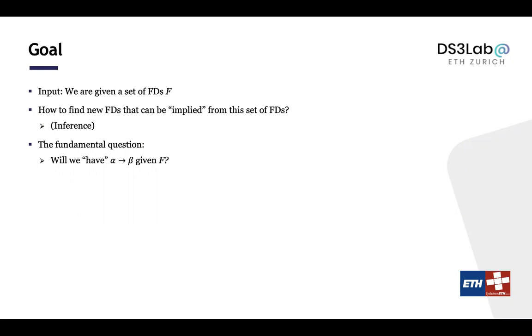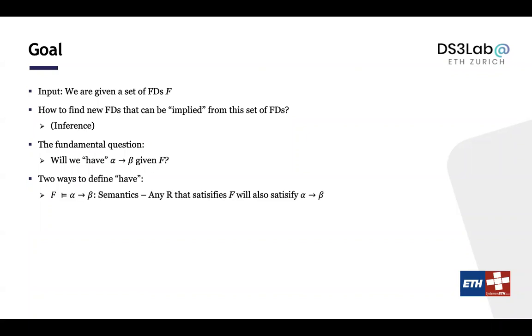But to understand that fundamental question, we have two things. We need to first define what we mean by alpha to beta holding given F. Like all the reasoning systems, there are two ways to define it. The first way is semantic. And we write it this way: given F, you can imply alpha to beta. It essentially means that for any relation instance R that satisfies F, it also satisfies alpha to beta. If this holds, we mean that you have alpha to beta given F. So this is a semantic way of defining that.